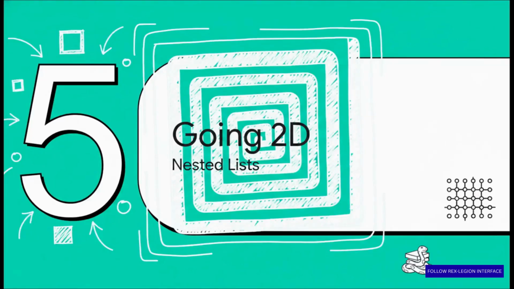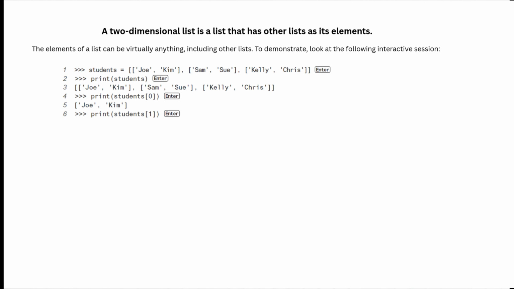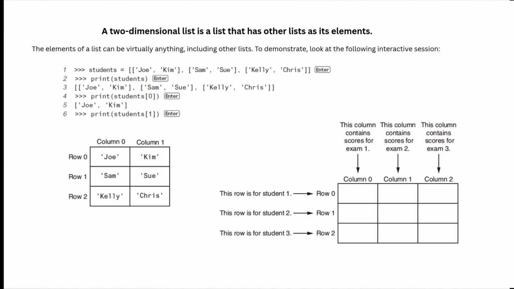And finally, Section 5, Going 2D, Nested Lists. All right, now for the real climax of this explainer, the slightly mind-bending concept of lists nested inside of other lists. Because a list can hold virtually any data type, it makes sense that it can hold, well, another list. In this student's list here, each of the 3 elements is itself a list of 2 strings. So student 0 isn't just the string Joe, it's that entire inner list of Joe and Kim. Welcome to 2 dimensions, folks.